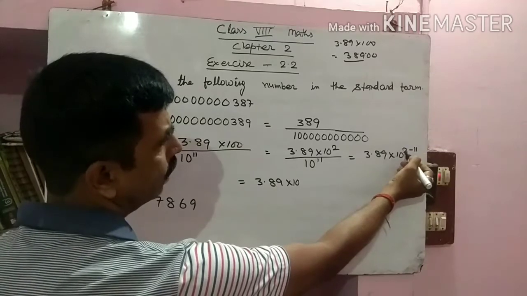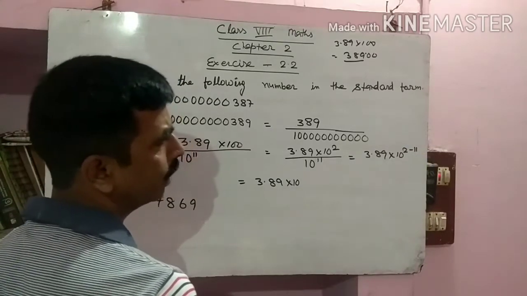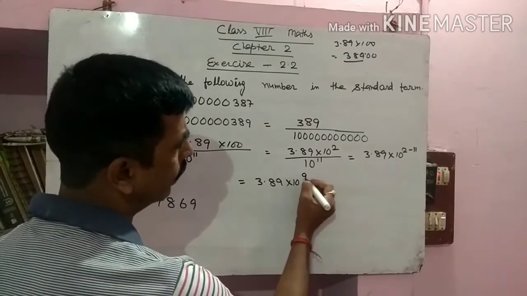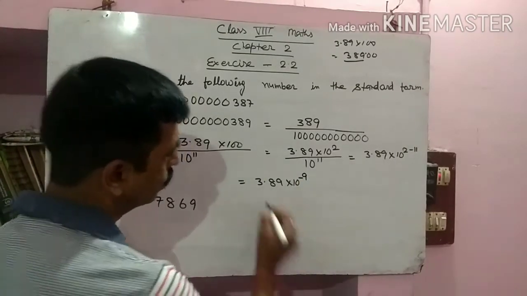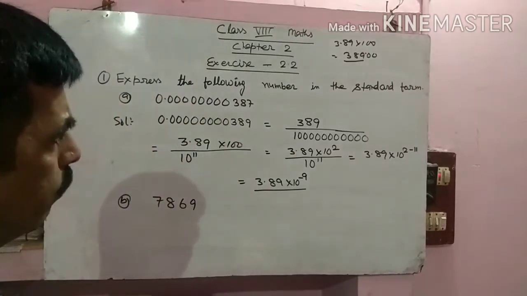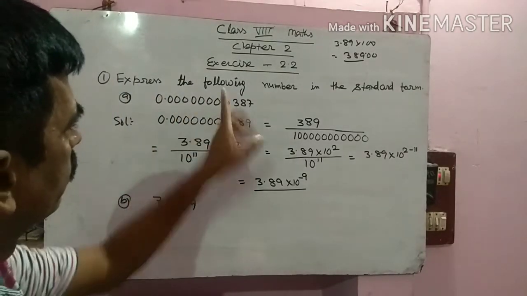If the signs differ, we have to subtract the smaller value from the bigger one. What will you get? 9, and the sign of the bigger one. So this is the standard form of the number given.